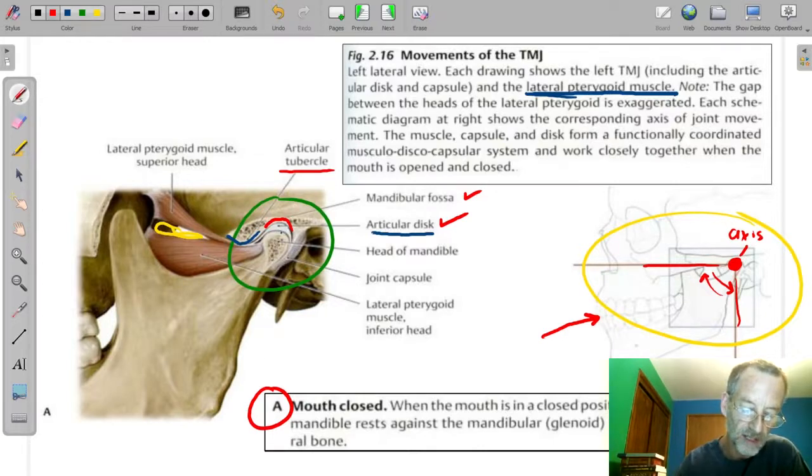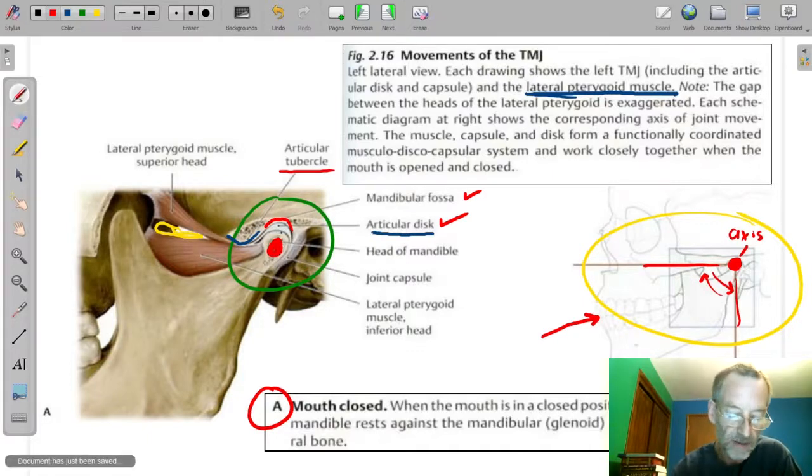And what we're going to do is see how this picture changes. How the condyle on the left, if you will, is either going to stay in the mandibular fossa or if it's going to move anteriorly onto the tubercle. Okay?